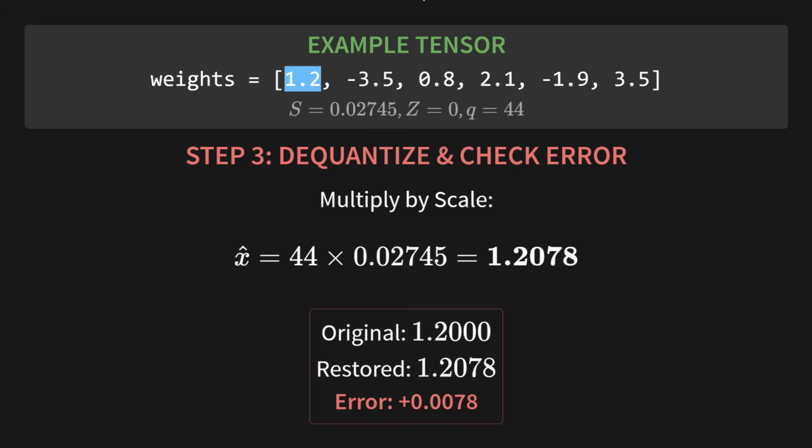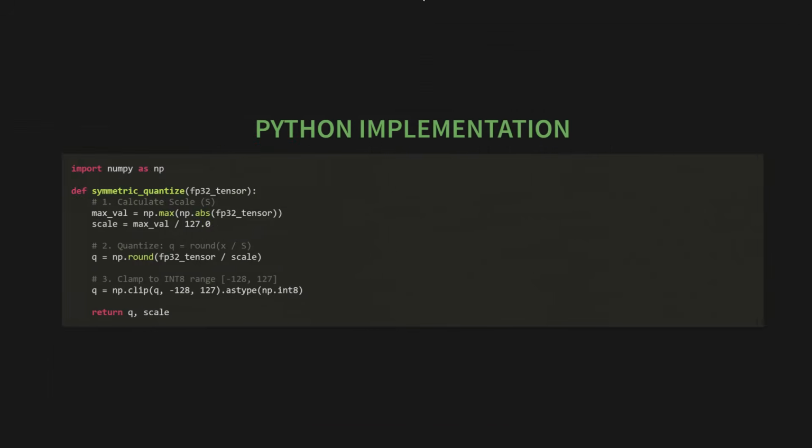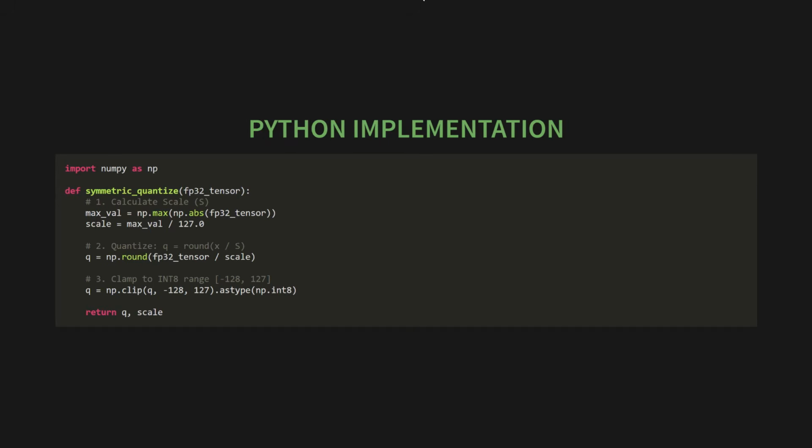And of course, you wouldn't do this by hand. Here's what it looks like in Python with NumPy. We'd write a function, let's call it symmetric quantize. Inside, we just follow the steps. 1. Calculate the scale by finding the max absolute value and dividing by 127. 2. Quantize by dividing the whole tensor by the scale and rounding it. And 3. Clamp the results to the valid int8 range of -128 to 127 and set the data type to int8. It's a direct translation of the math into code.